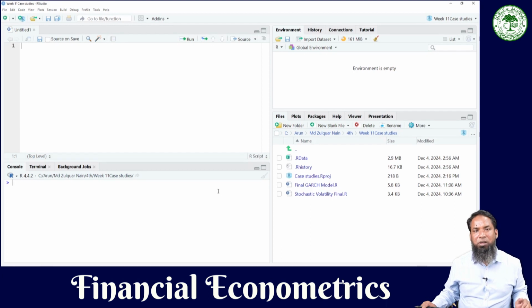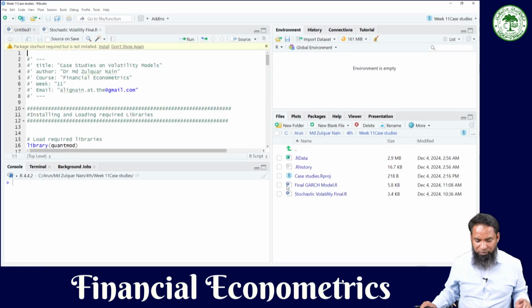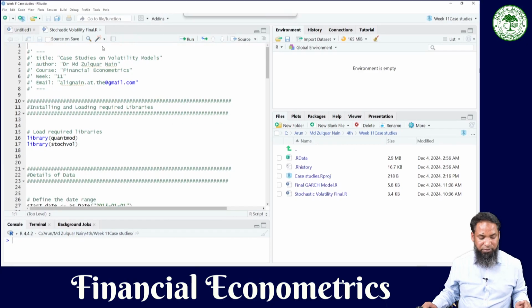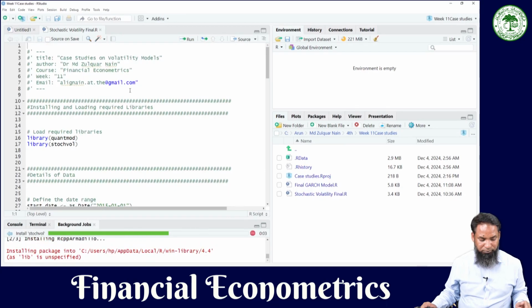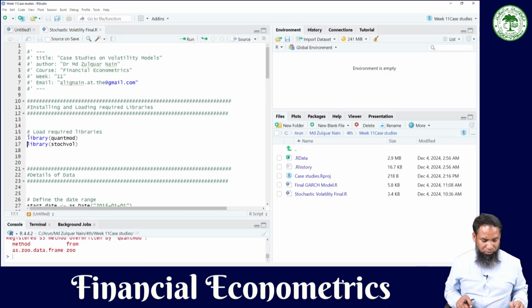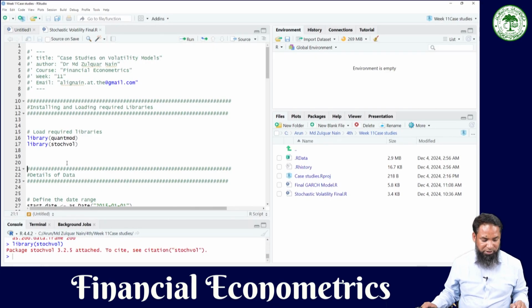So let us first talk about the stochastic volatility model. Here we have the stochastic volatility script file. Once we open it, it shows a message that this particular package is not installed. So let us first install this package. Once we have installed that package, the next task is to load those packages.